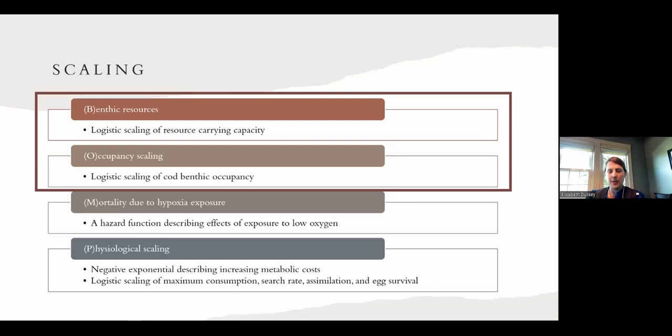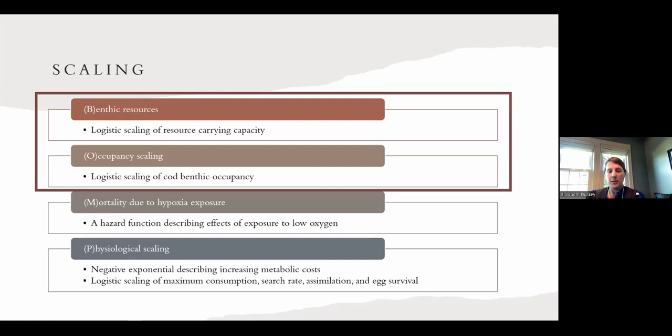Right now, to summarize our work relating to the model that we're using, we categorize the impacts of deoxygenation as declines in the carrying capacity of benthic resources, declines in benthic occupancy of cod, increasing mortality due to exposure, and physiological impacts, including increases in metabolic costs, declines in feeding and assimilation efficiency, and survival of eggs.